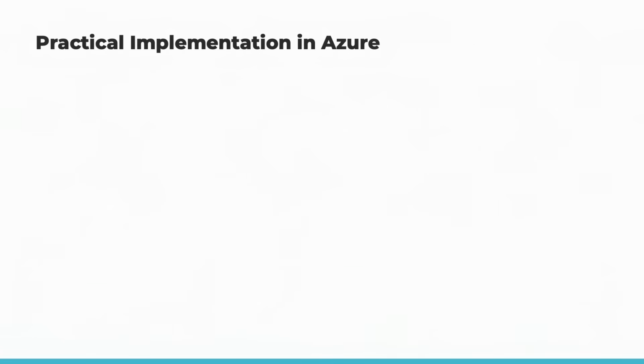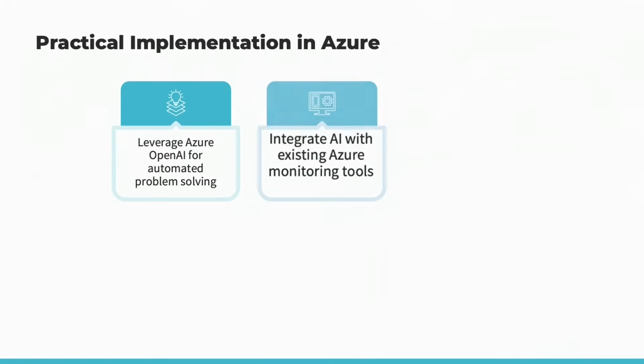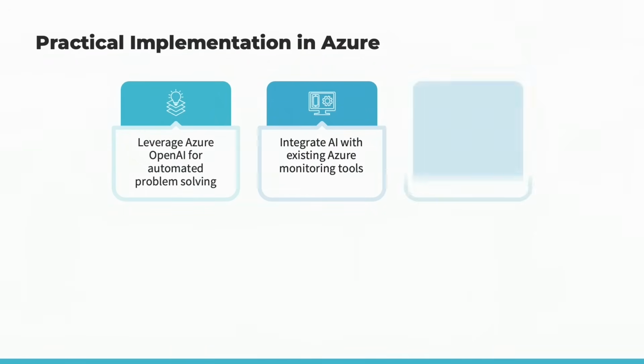To effectively integrate Azure OpenAI services into SRE practices, organizations should consider some key strategies. First, leverage Azure OpenAI for automated problem solving. Use AI models to automate the identification and resolution of common system issues. Integrate AI with monitoring tools. This helps enhance existing monitoring tools with Azure OpenAI's capabilities for advanced analytics and predictive insights.